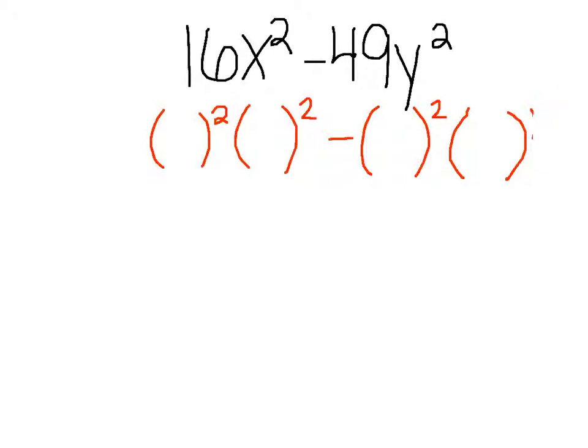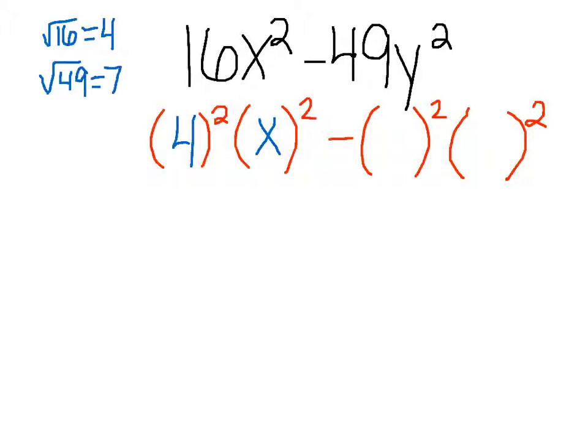What squared gives you y squared? Well, hopefully you're saying to yourself, 16, the square root of 16 is 4. So 4 squared gives me 16 and x squared gives me x squared. Square root of 49, that's 7. These are my perfect squares.